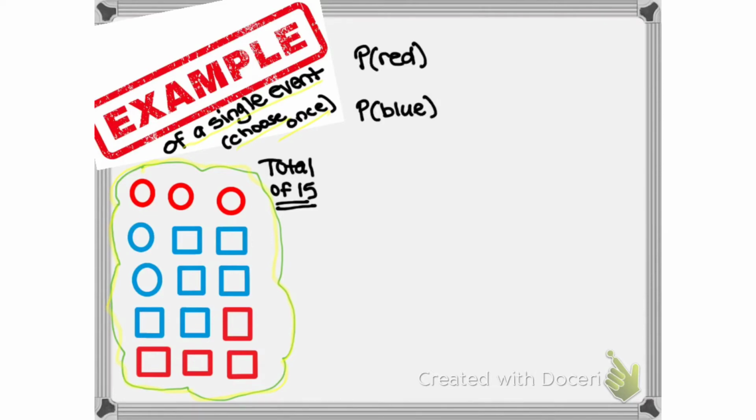Now, let's consider the probability of choosing a red and then the probability of choosing a blue. So the probability of choosing a red, I would have to count. I see there's 1, 2, 3, 4, 5, 6, 7. So that would mean 7 out of 15. Whereas the probability of choosing a blue would be all the rest of them that you see here. So that's 8 out of 15.